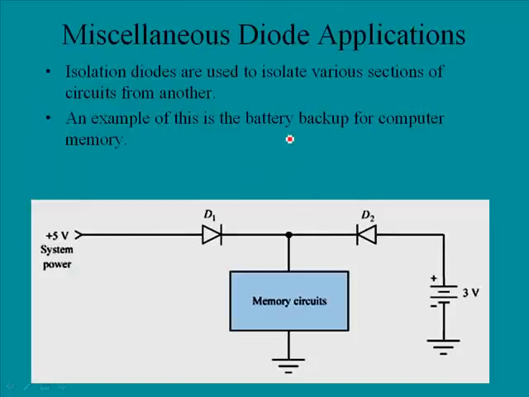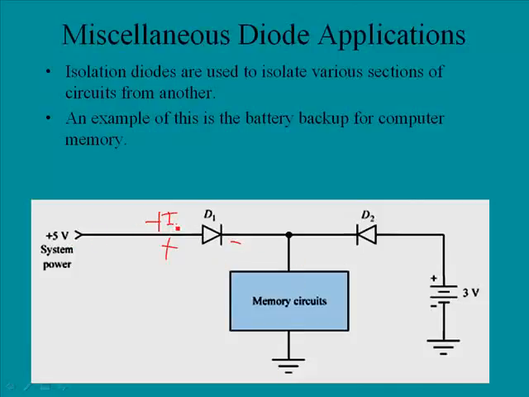Okay, isolation diodes are used to isolate various sections of circuits from one another. An example of this is the battery backup for computer memory. So this circuit over here is a backup system for computer memory. Here we have the system. The system is operating here. It's providing 5 volts, and you'll see the polarity across this diode would be like such. And so we have positive 5 on this side and ground here. So this is going to be forward biased, and we will have voltage coming here.